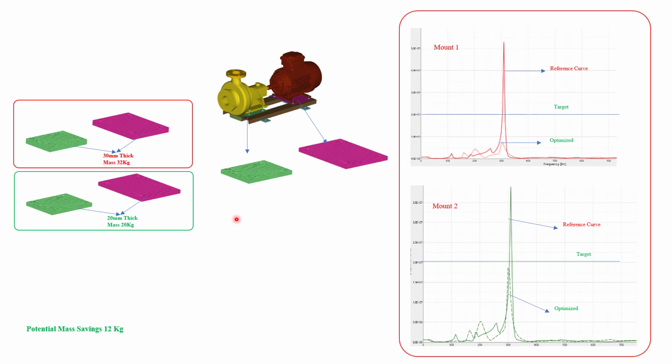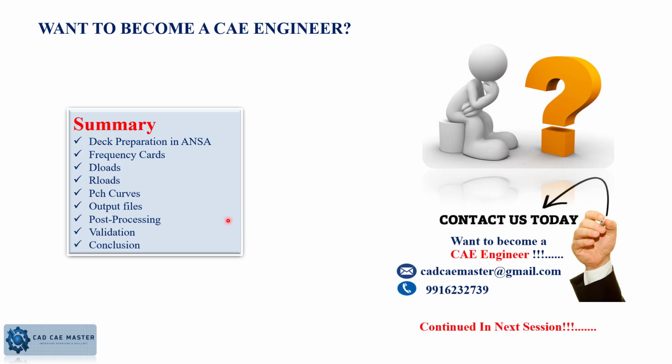So yeah, finally to summarize, we went through the deck preparation in ANSA. If you want, you can prepare it in Hypermesh also. Yeah, we saw the basics of DLOAD, RLOAD, frequency cards, how we can use them and set up the deck, PCH curve extraction, getting the output files, post-processing them and validating, and finally we concluded. And yeah, we could save a certain mass, right? Well, that's all about the summary here.